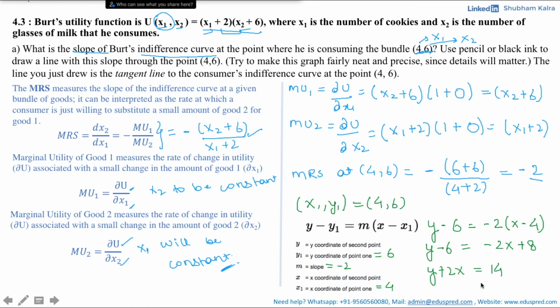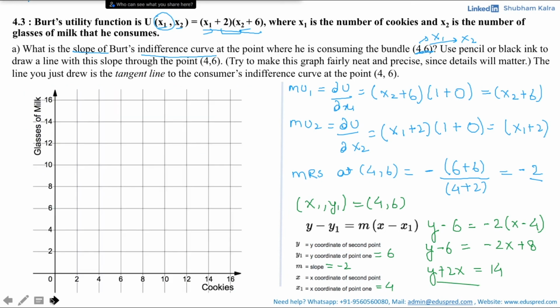Now we have to draw this line on the given graph. We are given this graph where on the x-axis you have cookies, that is the number x1, as x1 is the number of cookies, and on the y-axis you have glasses of milk, or x2 as given in the question, that is x2 is the number of glasses of milk that Burt consumed. So on the x-axis you have cookies and on the y-axis you have glasses of milk. And your point 4, 6 lies here.